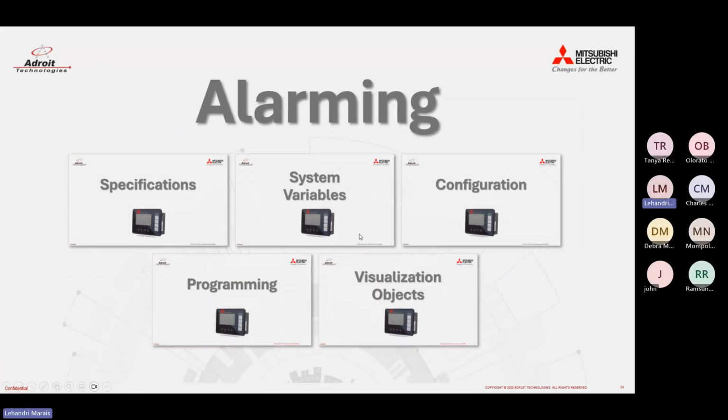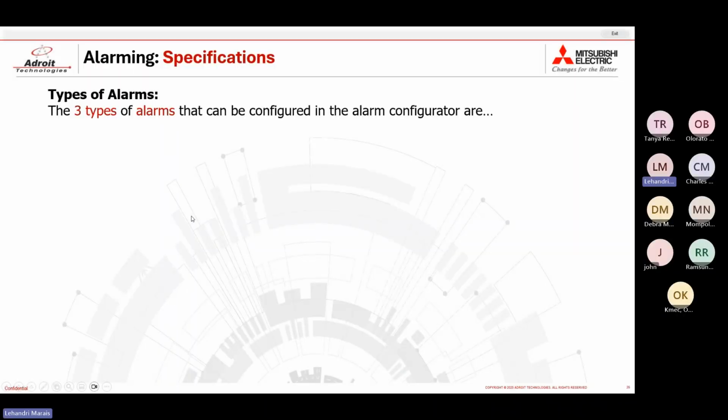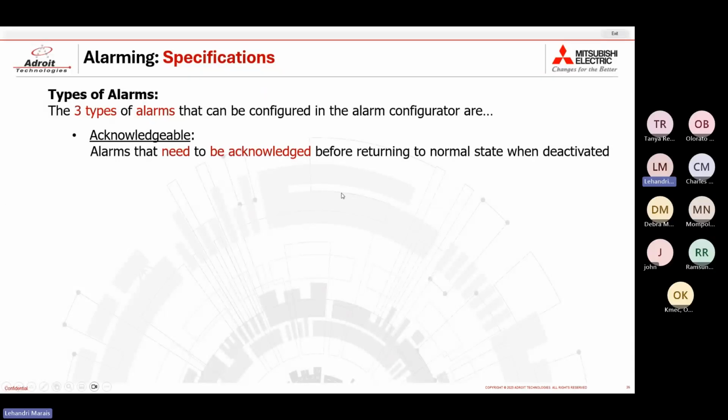Yeah. So next we will be discussing the alarming feature of the GOC, which is also a built-in feature with built-in visualizations. So to start off, there are 3 types of alarms that can be configured for the GOC. The first being an acknowledgeable alarm. This is an alarm that needs to be acknowledged before returning to normal state once it's deactivated.